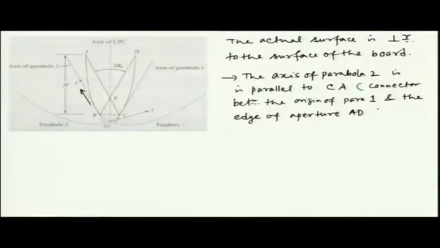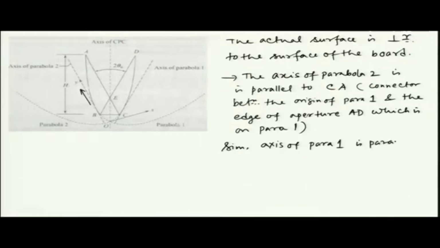So, aperture AD, edge of aperture AD which is on parabola 1, okay. And similarly you have axis of parabola 1 is parallel to BD, isn't it? B is the origin of parabola 2 and D is the aperture edge on parabola 2, okay.